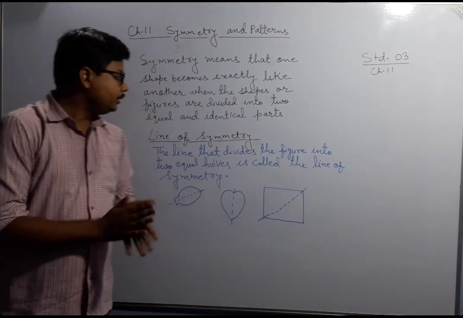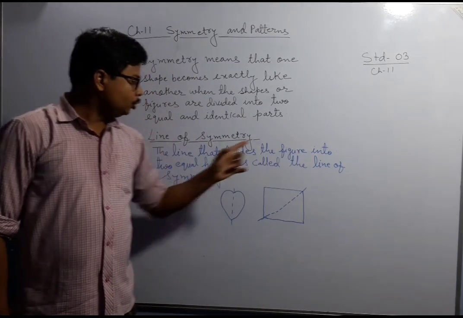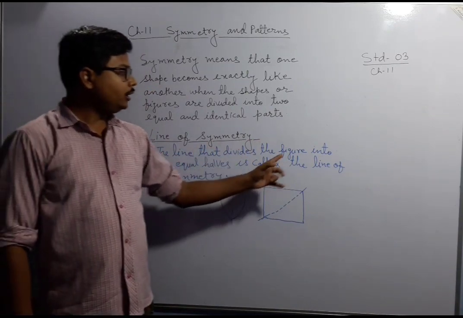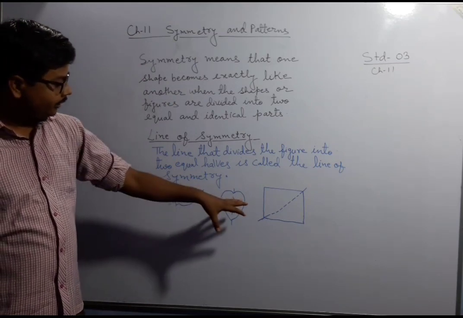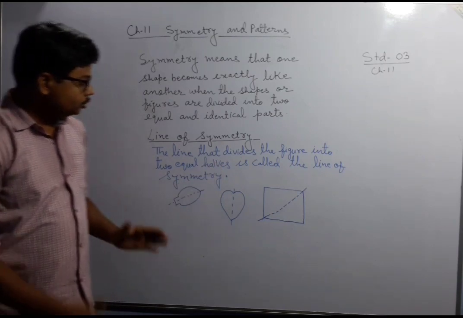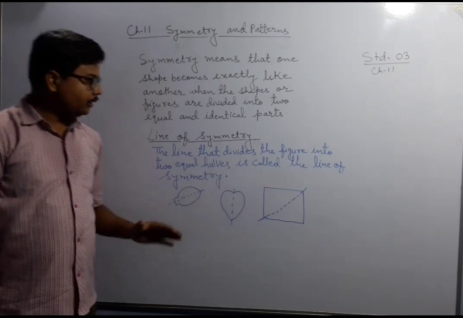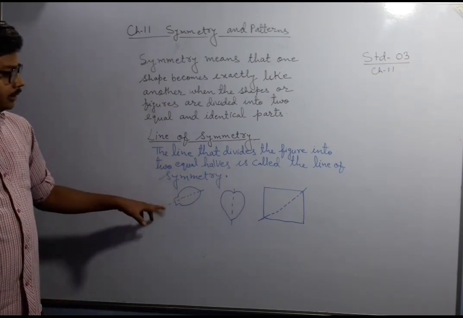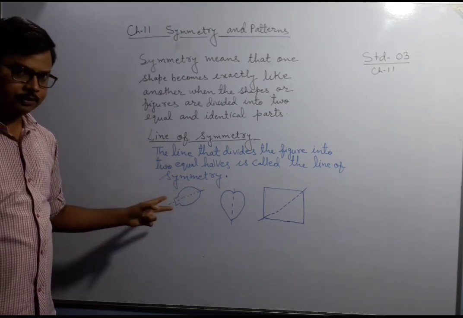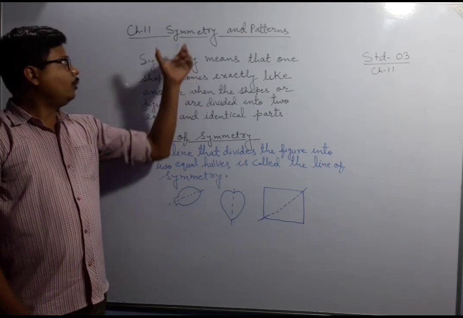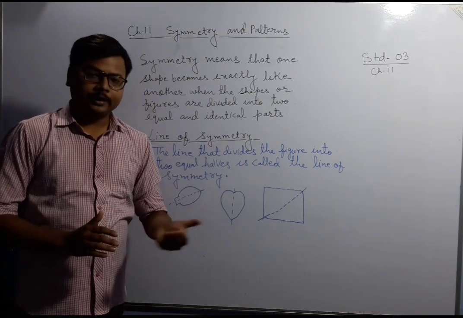Now let us start line of symmetry from our book. The line that divides the figure into two equal halves is called the line of symmetry. As you can see, I have drawn three figures, and I have drawn the line of symmetry also. In this figure, this line of symmetry is dividing the whole figure into two equal halves. So we understand what is symmetry and what is line of symmetry. Now let us move to the next topic.